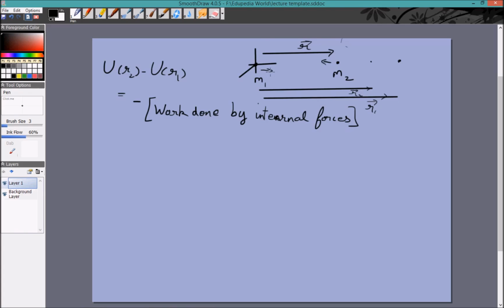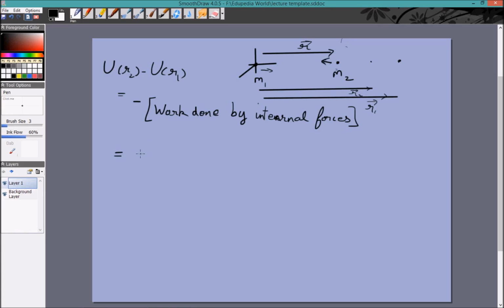This particular force on M1 will do no work because we are keeping M1 stationary. There will be another force which we are applying on M1 to keep it stationary, but that force will also not do any work, right? The only work done will be due to the gravitational force on M2. So let's look at that.